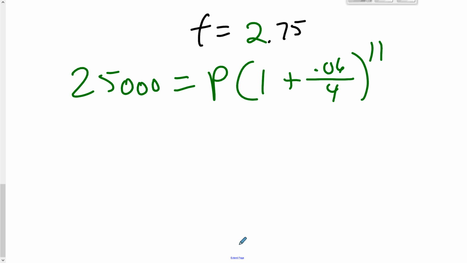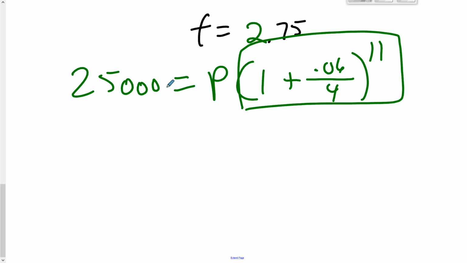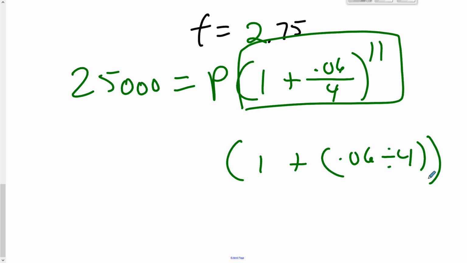Okay, then I can enter this almost into my calculator. I can enter this part into my calculator and figure out what that number is, and then take 25,000 and divide it by that answer. So let's go ahead and do that. I'm going to enter all this into my calculator. It's going to go parenthesis, 1 plus, parenthesis, 0.06 divided by 4, parenthesis. Then I want to do another parenthesis, and then I want to hit the hat button. And I'm going to do 11.